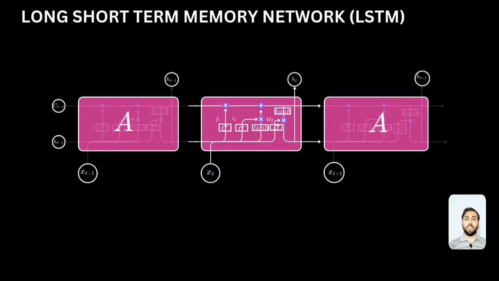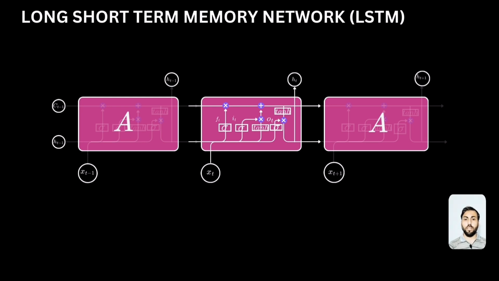Hi there, welcome back. In today's video, we are diving into long short-term memory networks, or simply LSTM. You might have heard them before. These are a special type of RNNs, recurrent neural networks, that can actually remember things for a long time. Sounds exciting, right? But why do we need them?